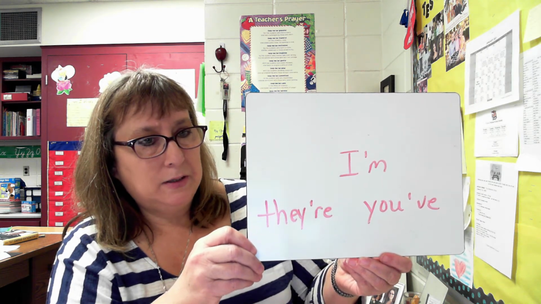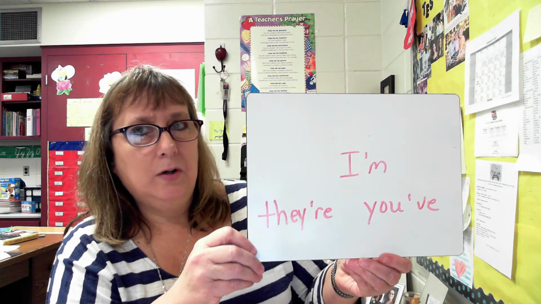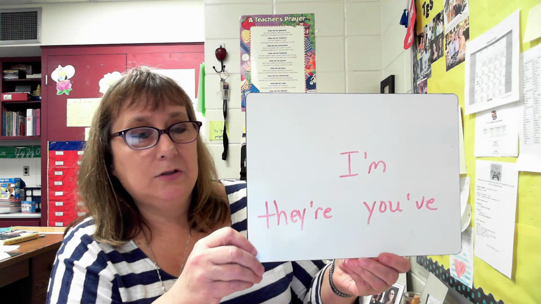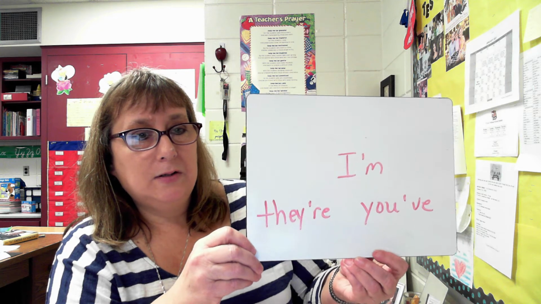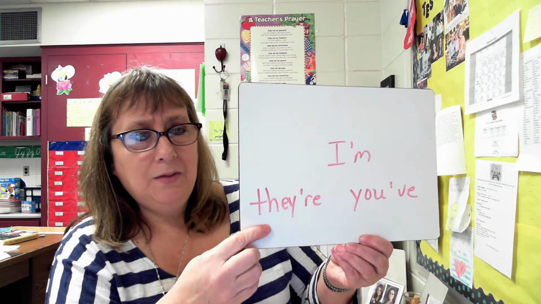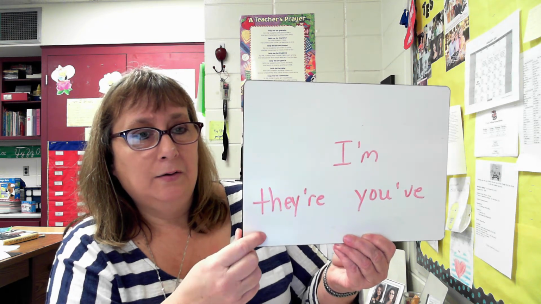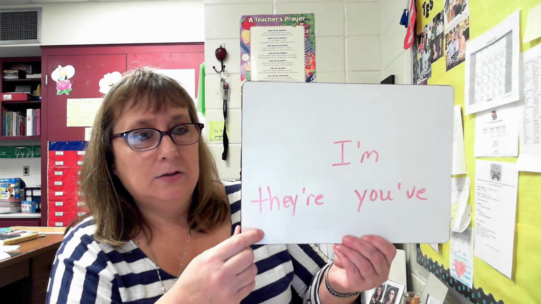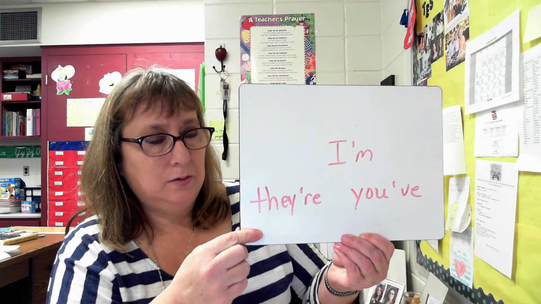The next word is there. Say the word there. Now this sounds like a homophone. We know that there is also spelled T-H-E-R-E and it's also spelled T-H-E-I-R. This word is also there. There is a contraction for, you got it, they are. So my apostrophe takes the place of the A. So they are. My last contraction that I want to review is you've.